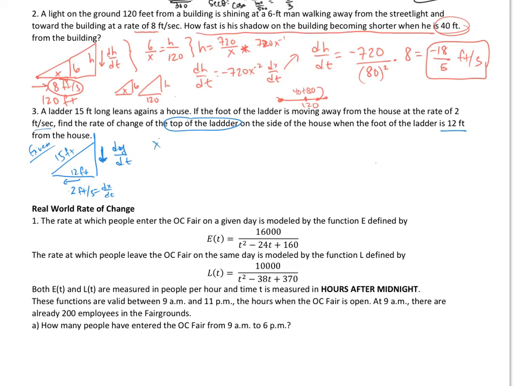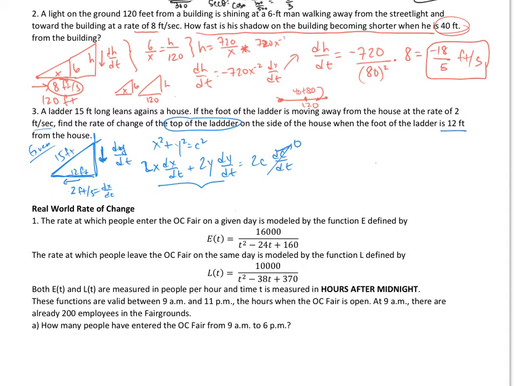Now, this is a Pythagorean theorem problem, so x squared plus y squared equals c squared. So this is what I want to differentiate. So we've got x, y, and our hypotenuse c. So let's go ahead and differentiate this implicitly. So we've got 2x dx dt plus 2y dy dt equals 2c dc dt. But is the length of the ladder changing at all? No, so that goes to 0. So now I end up with just this part right here.